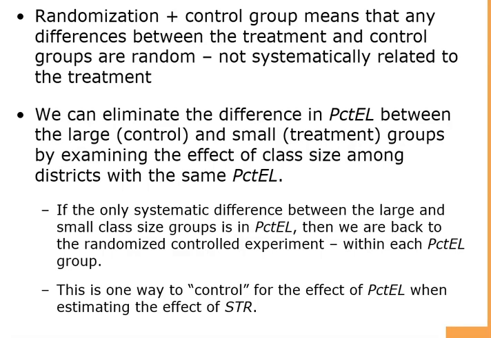So that will be one way to control for the effect of percentage of English learners when estimating the effect of student-teacher ratio on test scores. But the ideal situation would be that if we are actually doing a randomized control experiment, that will actually get us to true causality.